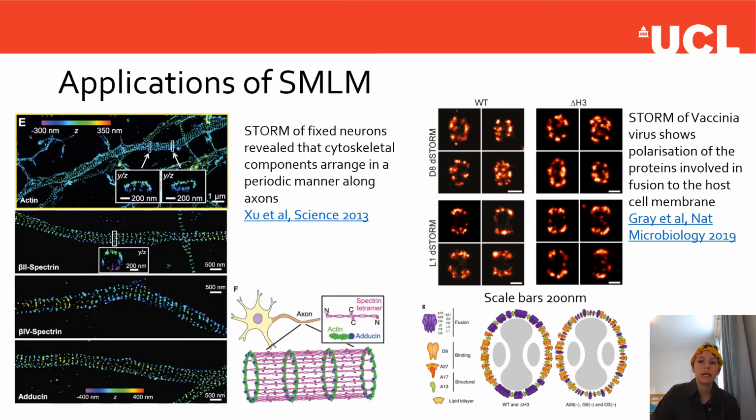And what was seen here was that when you label different membrane proteins in vaccinia with Alexa 647 or STORM dyes and image them, you can actually see that there's some kind of organisation of different proteins within the virus itself, which is in the virus membrane. For example, these proteins here polarised to the tips of the membrane, and this played quite an important role in its ability to fuse to the host cell.